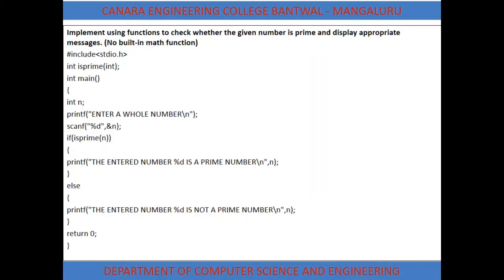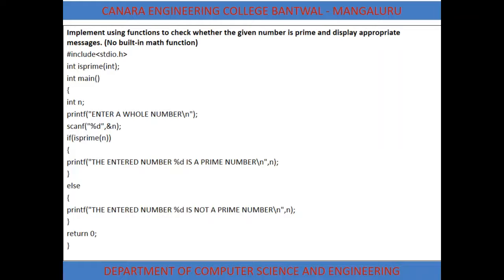Next, laboratory program 7: implement using functions to check whether the given number is prime and display appropriate messages. No built-in math function is to be used. Now we have already seen the program to check whether the given number is prime or not. Now the same program we will have to modify and write it making use of a function.